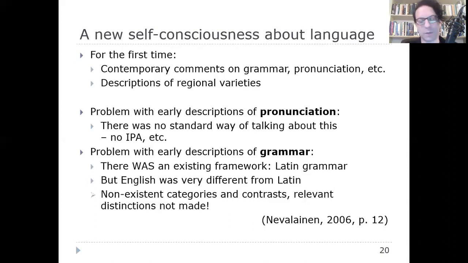And so there's probably important categories in terms of language description that are overly emphasized or that are left out on the basis of what people were used to describing when they were describing the Latin language. Okay.